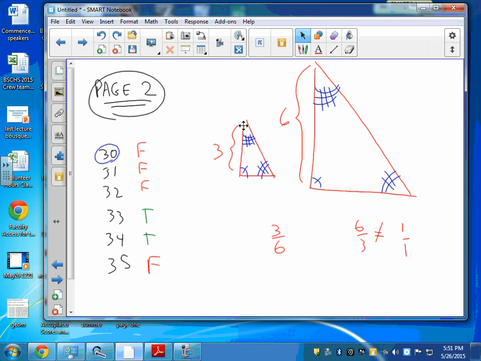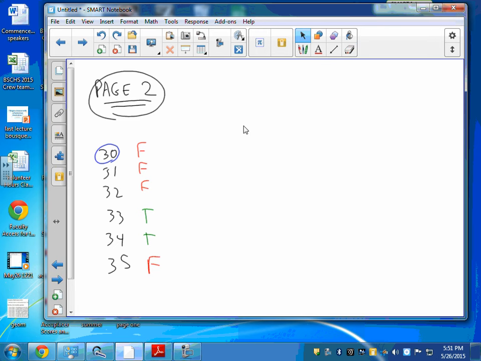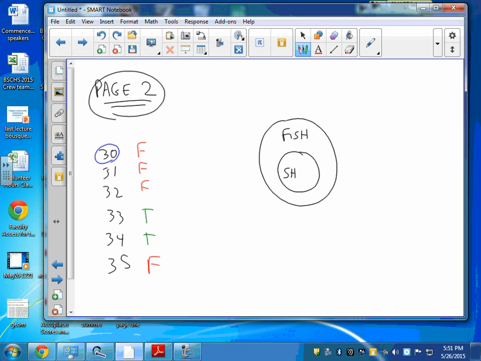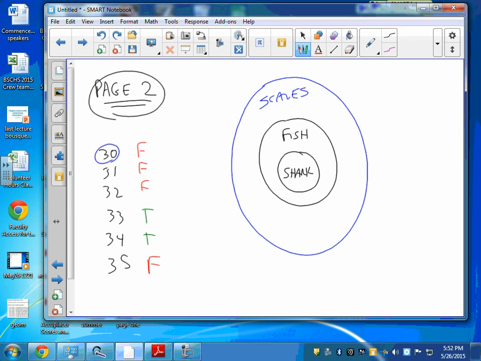Okay, 33 is an interesting question. It's a true statement. It is a syllogism. Now, in fact, it happens to be not true biologically, but if all sharks are fish, so here's our fish circle, here's our shark circle, and certainly anything that's in the shark circle has to be a fish. So if all sharks are fish, and if all fish have scales, so that would be the outer circle here, then certainly all sharks have to have scales. Okay, so that's a true statement.